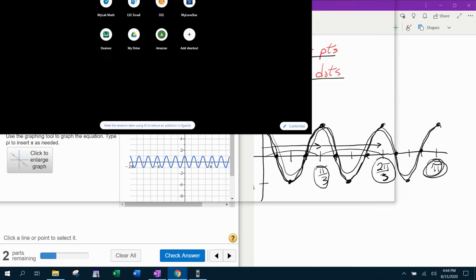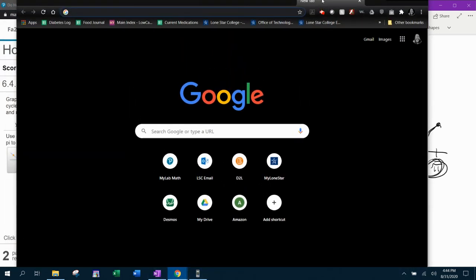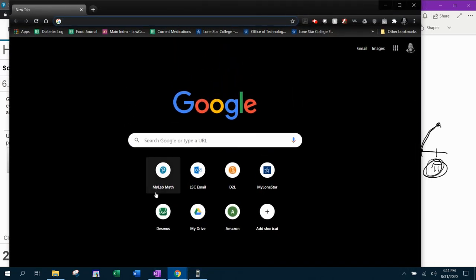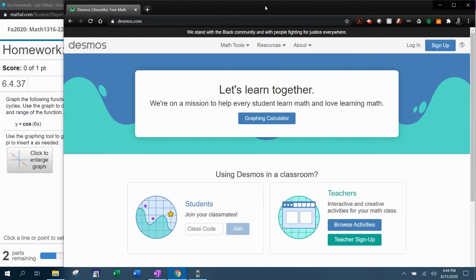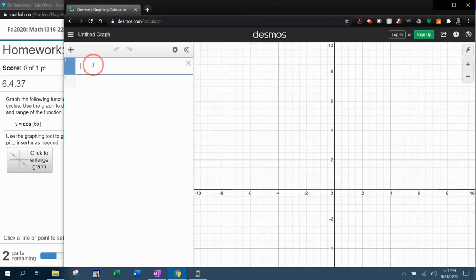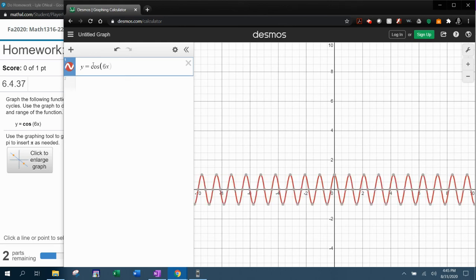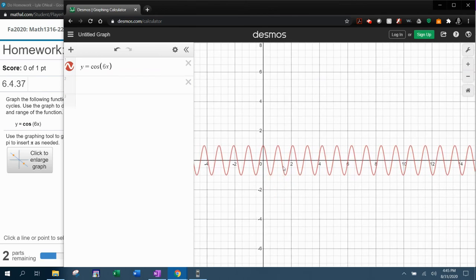Desmos, and we're going to look at Desmos and see how Desmos looks on this, okay? So pulling up my Desmos, sliding that over. We're going to type in the function y equals cos parentheses 6x and enter. And then let's drag and scroll.